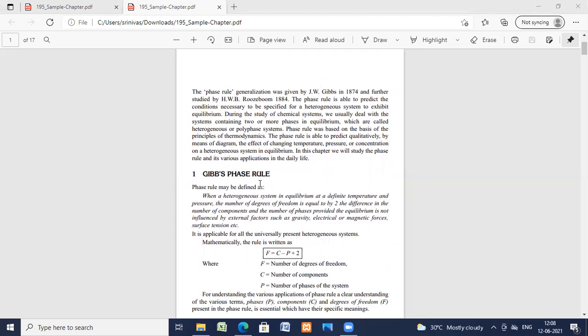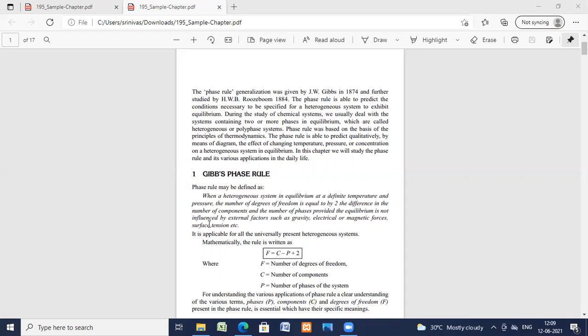Gibbs phase rule. What is the rule that was proposed by Gibbs? Phase rule can be defined as: when a heterogeneous system is in equilibrium at a definite temperature and pressure, the number of degrees of freedom is equal to 2 plus the difference in the number of components and the number of phases, provided the equilibrium is not influenced by external factors such as gravity, electrical or magnetic forces, surface tension, etc.